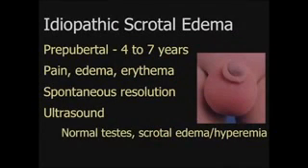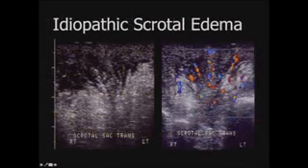Idiopathic scrotal edema is something that is fairly unique to the prepubertal age range, generally 4 to 7 years. These children present with pain, edema, and erythema. They generally have a spontaneous resolution. At ultrasound, they will have normal testes, but you will see scrotal edema and hyperemia, as in this slightly older case. You can see lots of edema with these little septations running through it, and these are vascular channels in the fibrous stroma.